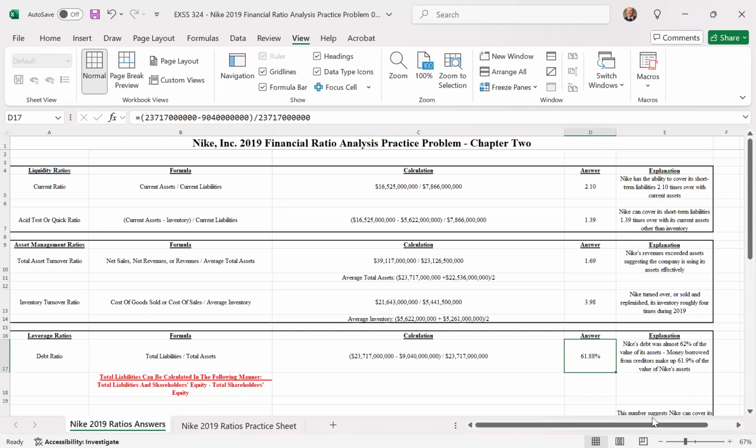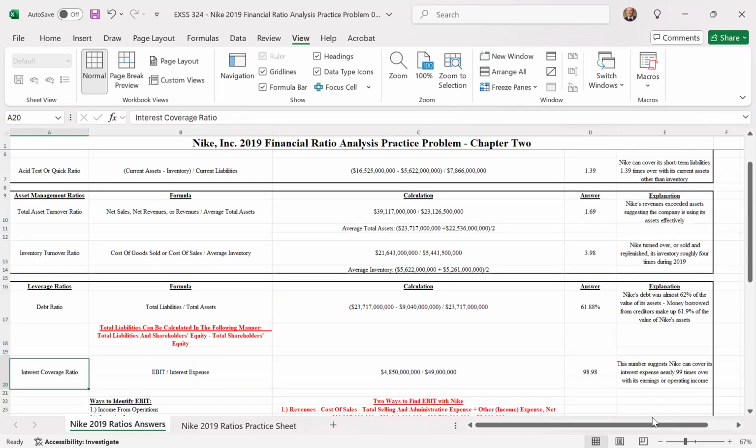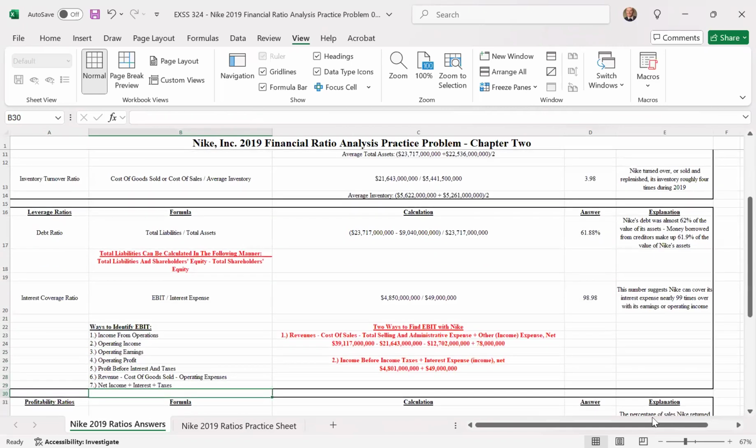And in Nike's case here, you're pushing 62%. The next ratio we're looking at is the interest coverage ratio, and that is our EBIT divided by our interest expense. Now, the big thing we're going to look at here, there are a few different ways to calculate EBIT, because it's not going to be specifically stated on the financial statements, particularly the income statement. So here are the 2 ways that you can find EBIT with the Nike financial statements.